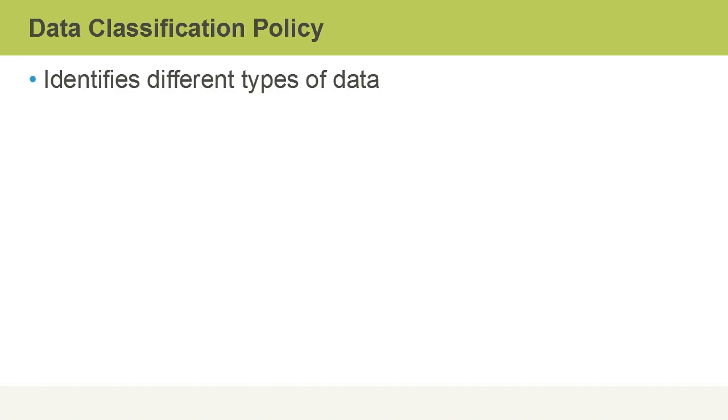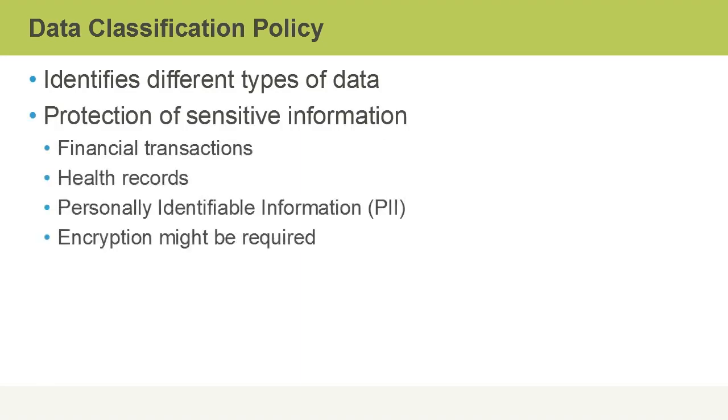A data classification policy identifies different types of data. Now, why would we want to do that? Why can't all data be treated the same? Well, some data is more sensitive than other data.